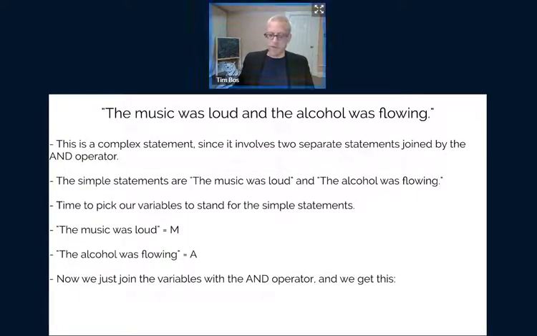So if we do this with this and statement, we get something like this, right? Again, you could have picked different variables. You could have picked not M or A. You could have picked N and B or P and Q. It doesn't matter. As long as you have two different variables to stand for the two different sentences, and then the and right in the middle to represent the operator.